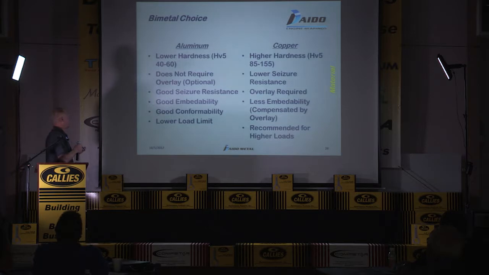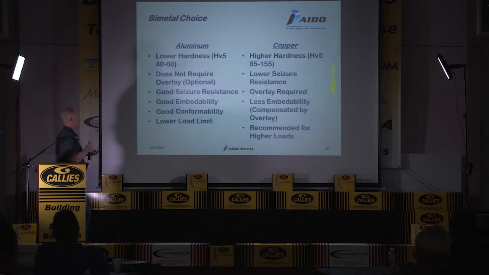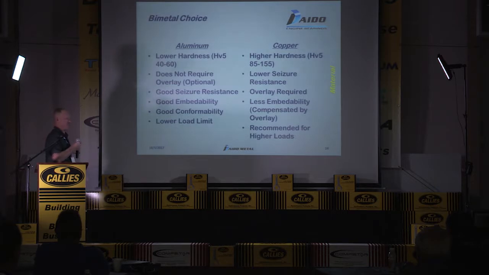And here are some differences between the aluminum bearing materials. You have a hardness here of 40 to 60, whereas copper or bronze base is going to be 85 to 155. So you can obviously see the bigger difference. The copper does have a lower seizure resistance where overlay is required, and the overlay is required because of that low seizure resistance. The soft overlay, Babbitt lead material, that's what gives you the seizure resistance with the copper part.